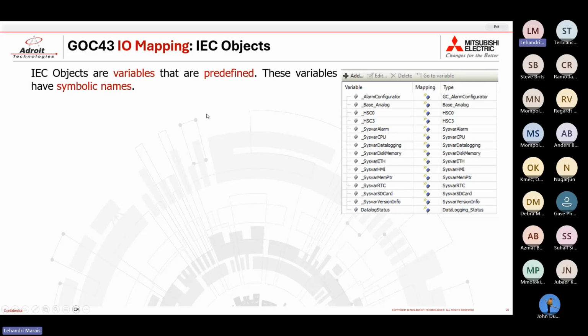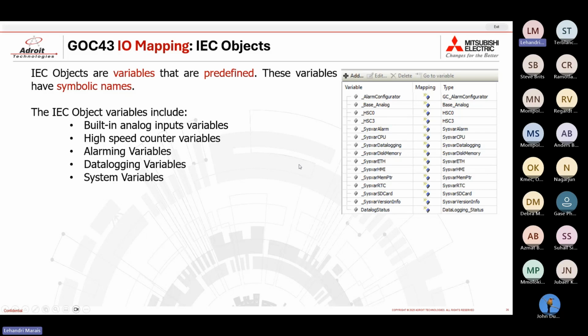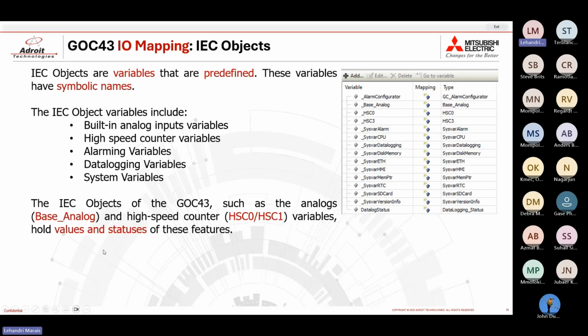So next we are going to be discussing the IEC objects, which are essentially variables that are predefined by Mitsubishi Electric, and they don't have addresses. They have predefined symbolic names. In your IEC object variables, these include your built-in analog variables, high-speed counter variables, alarming variables, data logging variables, as well as your system variables.